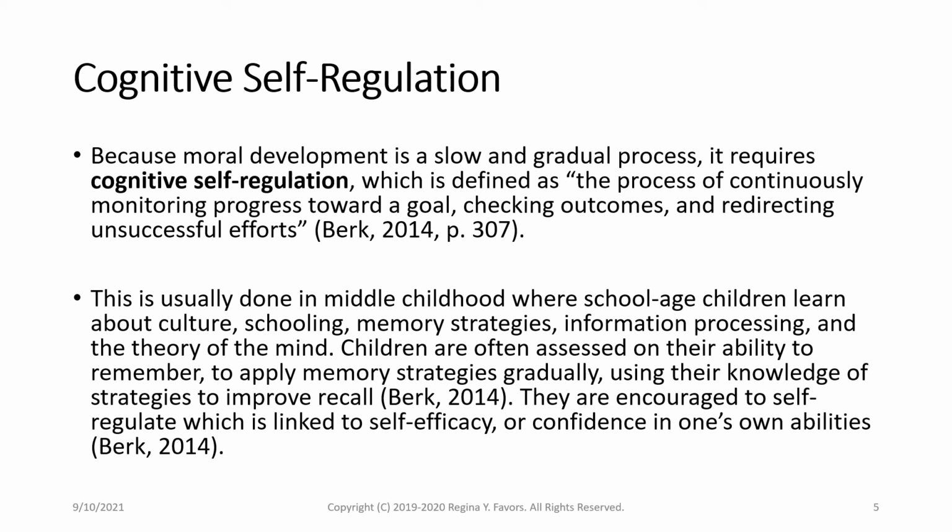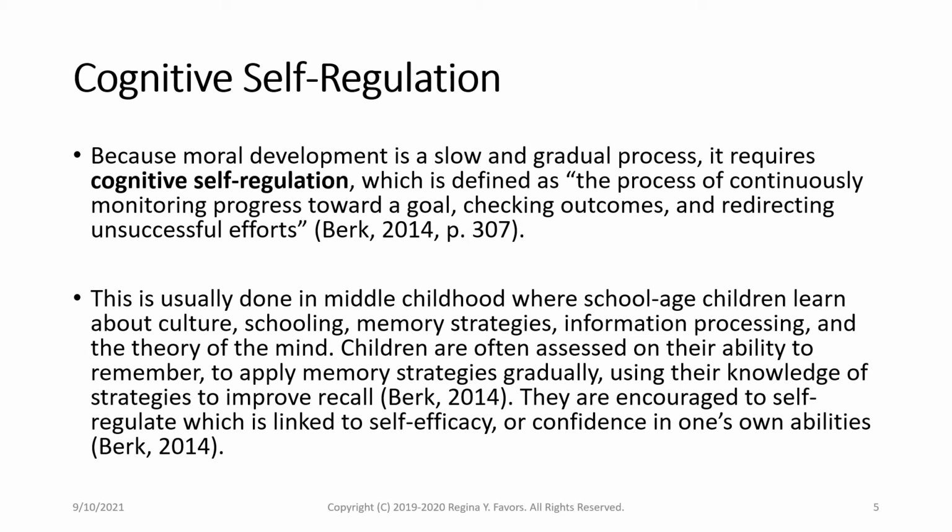Because moral development is a slow and gradual process, it requires cognitive self-regulation, which is defined as the process of continuously monitoring progress toward a goal, checking outcomes, and redirecting unsuccessful efforts. So emotional regulation might be you controlling your mood. You may check your temperament, right? You no longer pout and fall out on the floor. By a certain age, you should not be falling out on the floor and crying and pouting and yelling and things like that.